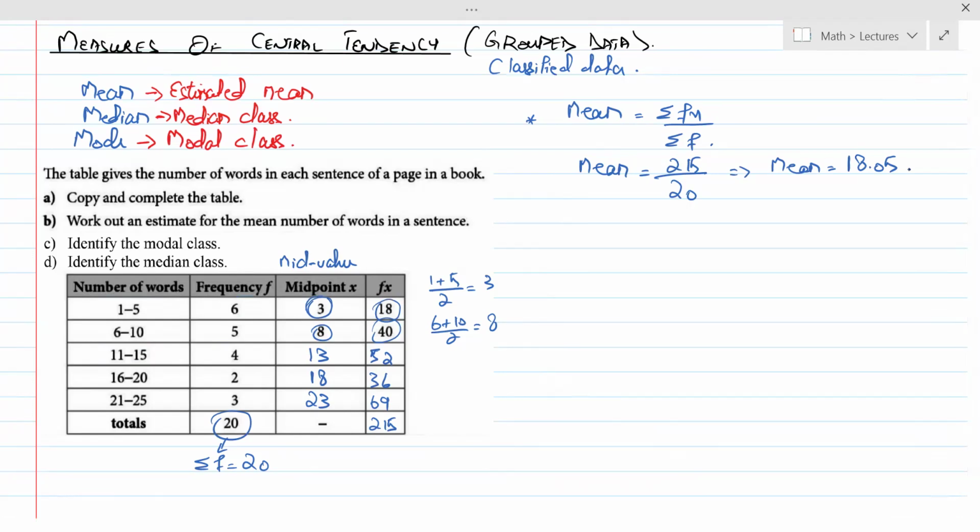Why estimated mean? We were not having the exact values of X, and we find the mid values representing each class. So that is why the mean is also called the estimated mean, not the exact. So you can write this as estimated mean.